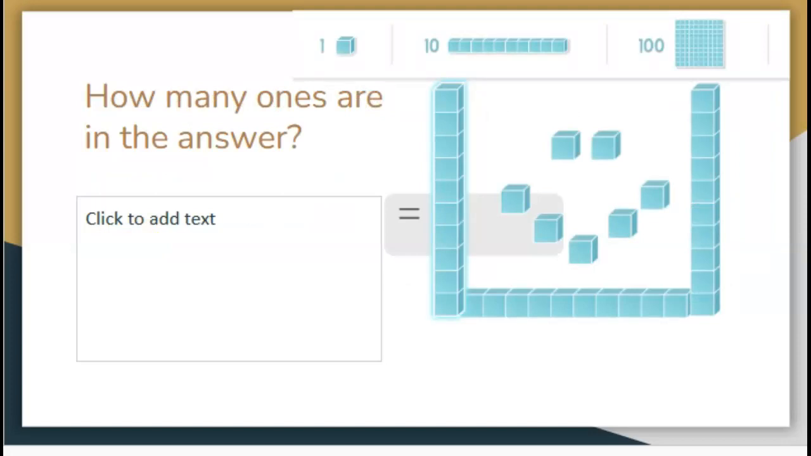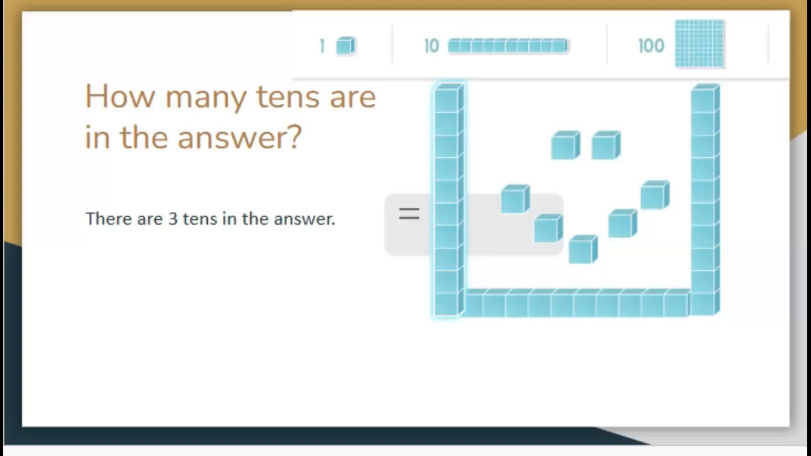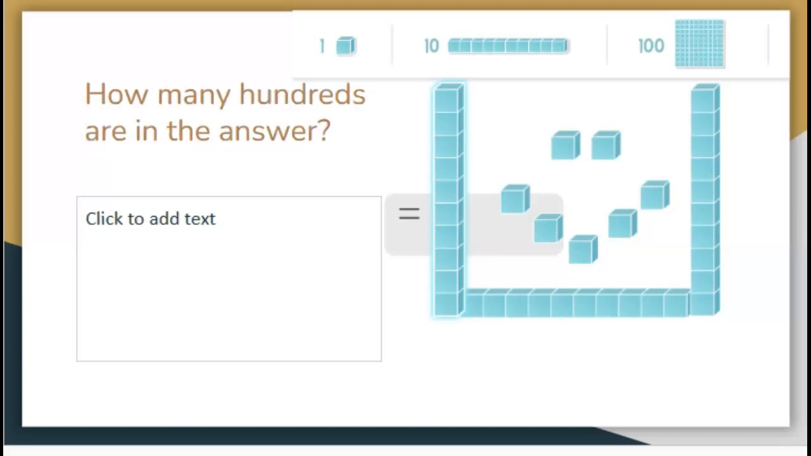So now, how many ones are in the answer? There are 7 ones in the answer. How many 10s are in the answer? There are 3 10s in the answer. Now, how many hundreds do we see in the answer? There are 0 hundreds in the answer.